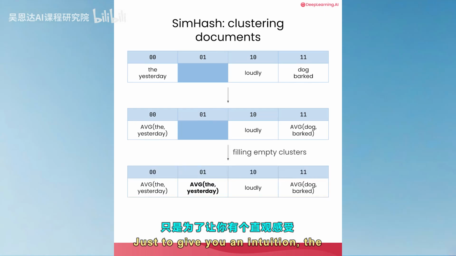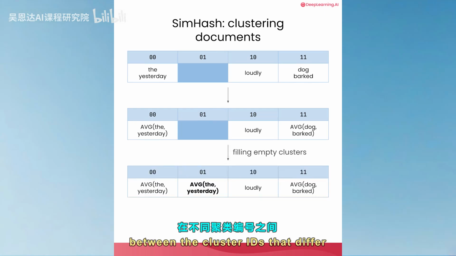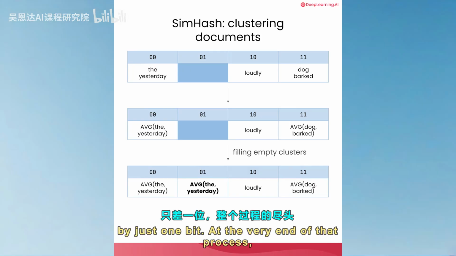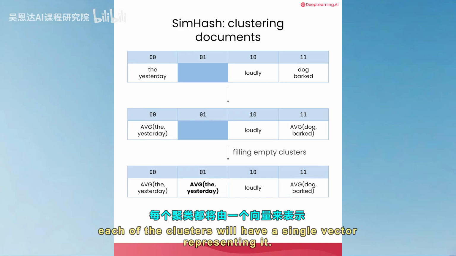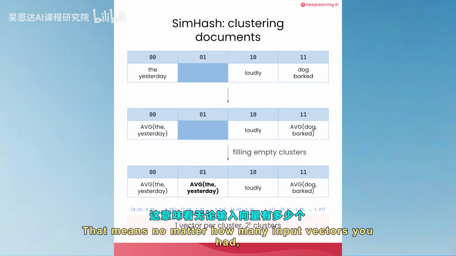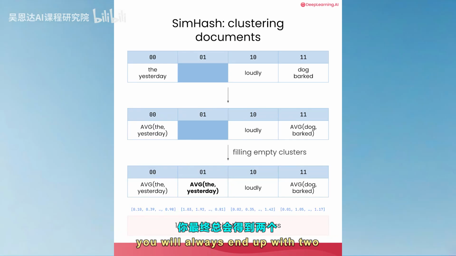Just to give you an intuition, the Hamming distance will be equal to 1 between the cluster IDs that differ by just 1 bit. At the very end of that process, each of the clusters will have a single vector representing it. That means no matter how many input vectors you had, you will always end up with 2 to the power of k representative vectors.